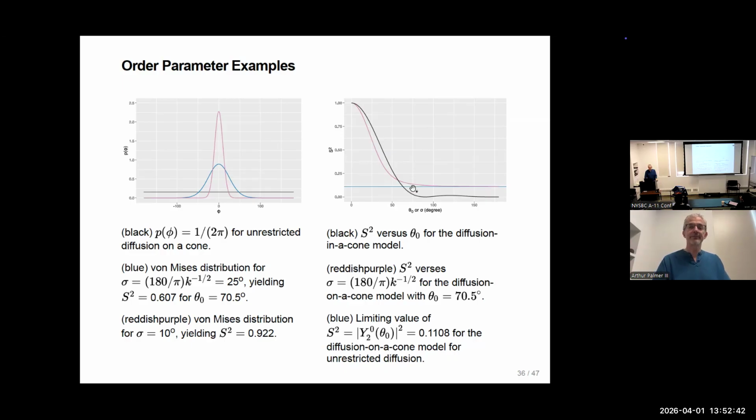Black is the diffusion in the cone, and the pink is this von Mises distribution that eventually just becomes free diffusion around the surface of the cone. Variants of these are used quite commonly just to get an idea of how much motion we might be talking about, because none of us have much of an impression of what an average of a spherical harmonic is. So these are heuristically useful.